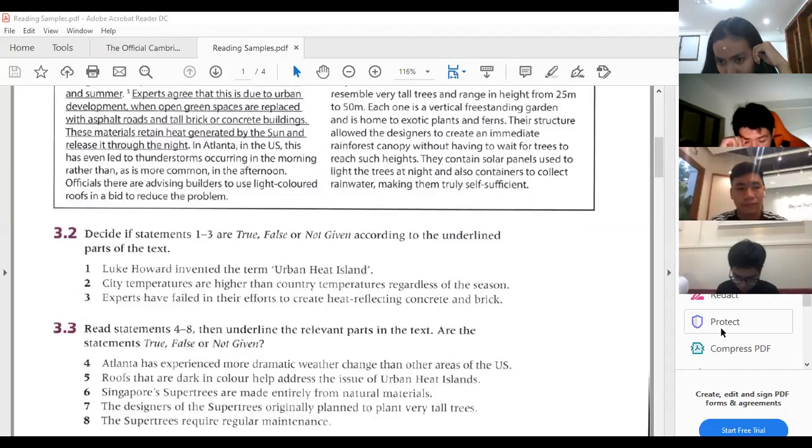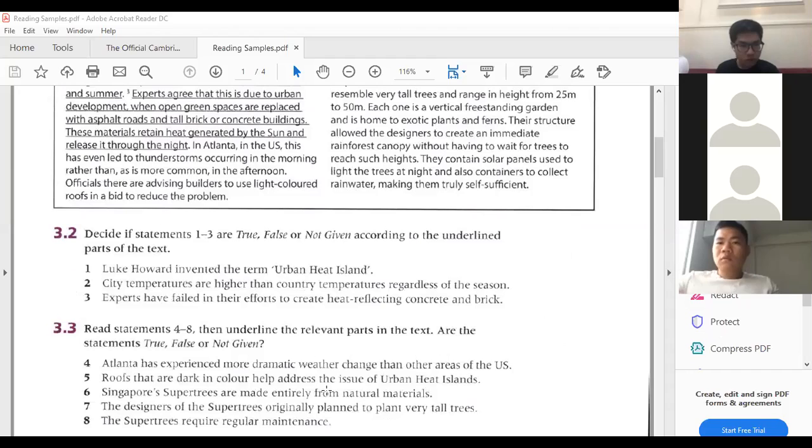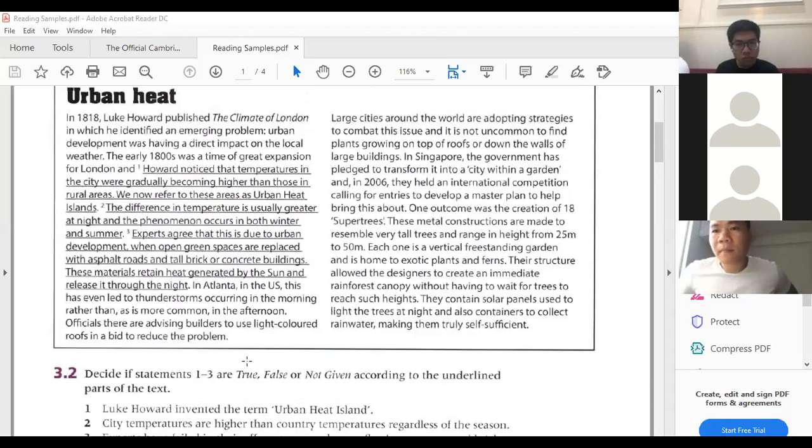7, let's go. Where's Makara? Okay, Makara 7. Designers of the super tree originally planned, blah, blah. 7, true, false, not given. I think it's true. From where? Designers originally planned. Okay. Originally planned to plant very tall trees, and the metal constructions are made to resemble very tall trees, ranging in height from 25 meters to 50 meters.